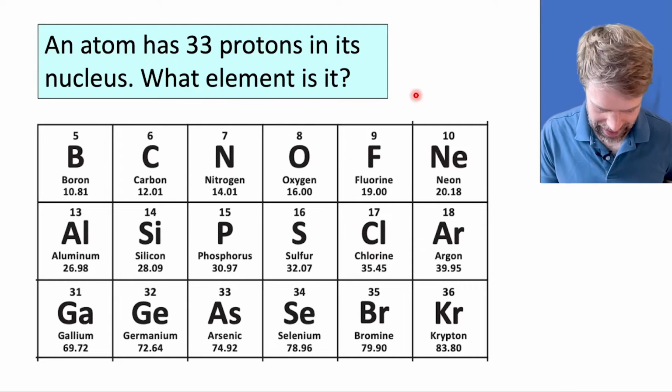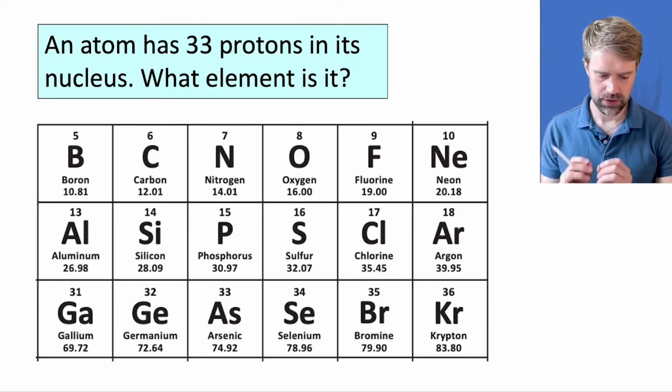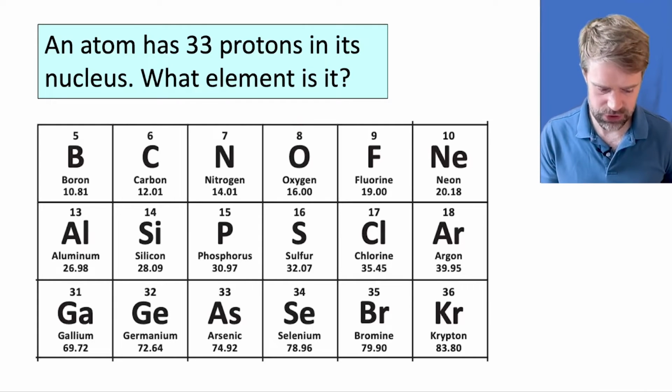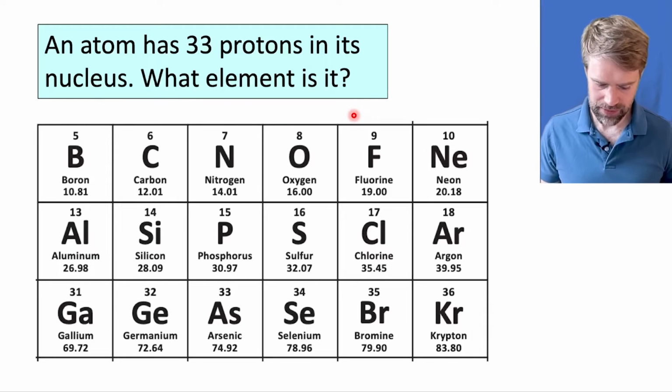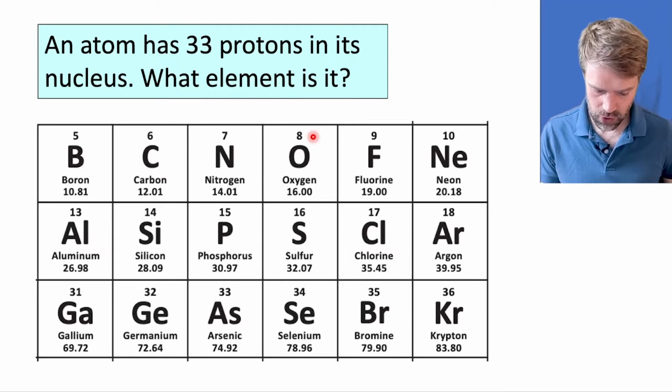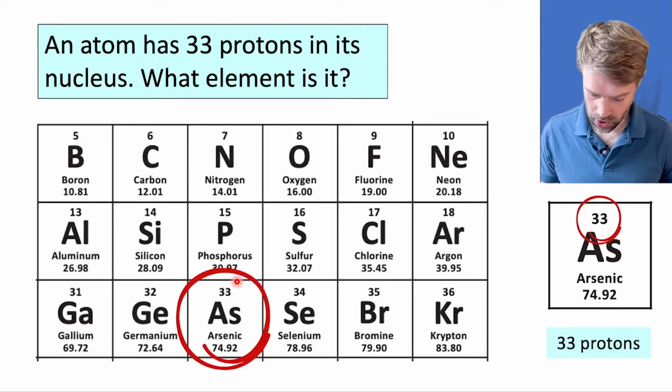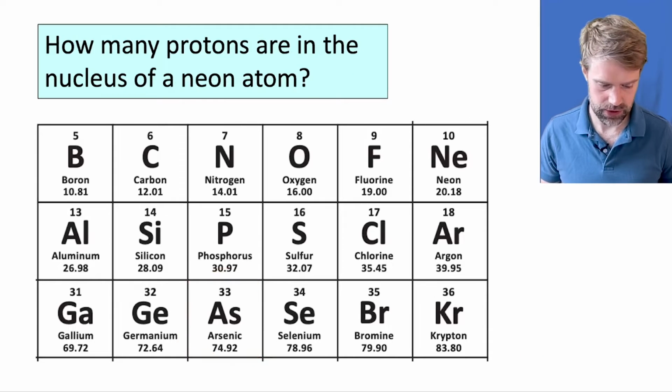Okay, an atom has 33 protons in its nucleus. What element is it? We have this section of the periodic table, and we just look through it, checking the atomic number for each element until we find 33. There it is. Arsenic, right here, atomic number 33, 33 protons in every atom of arsenic.